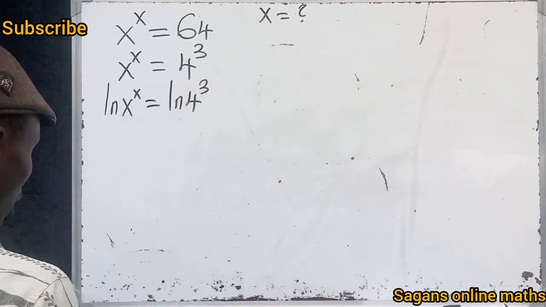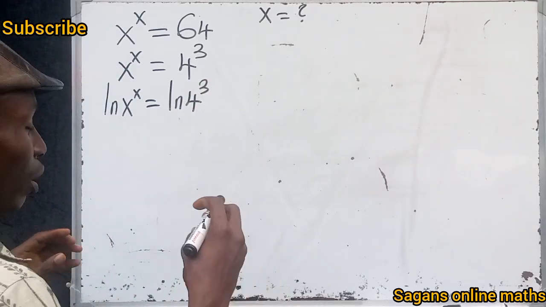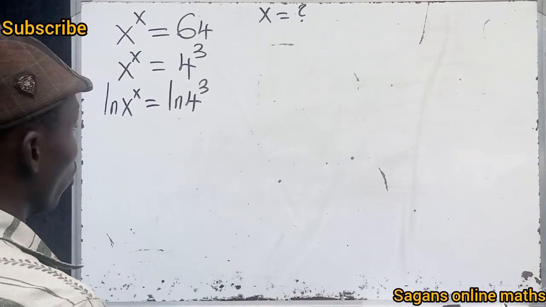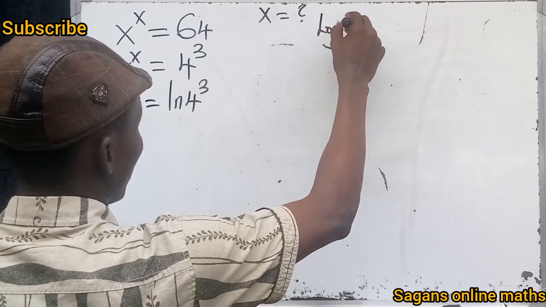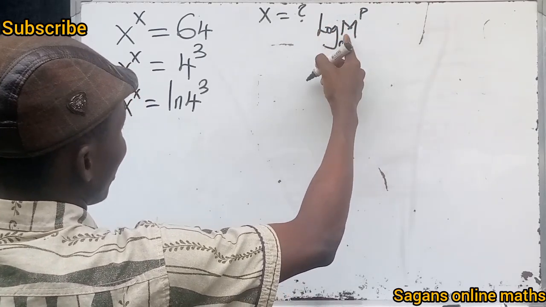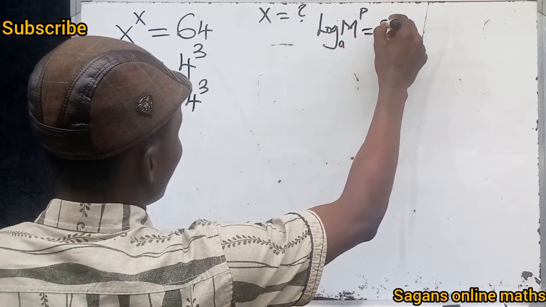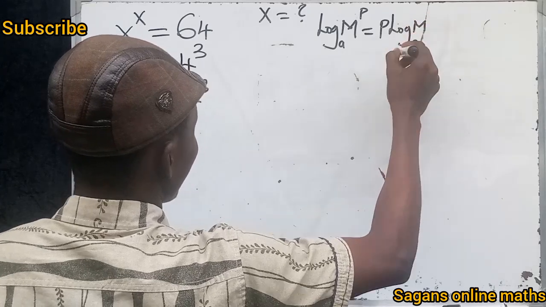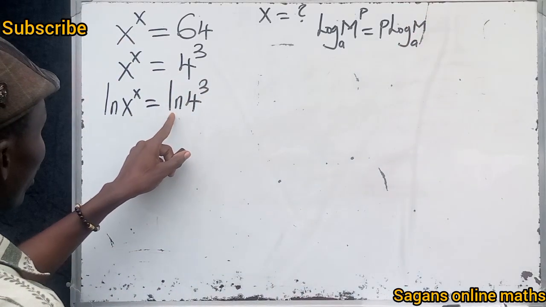Now note that natural logarithm and logarithm have the same polarity. What do I mean? They are obeying the same law. Remember that we have log of m to the power of p to base a is equal to p multiplied by log of m to base a. They are obeying the same law.